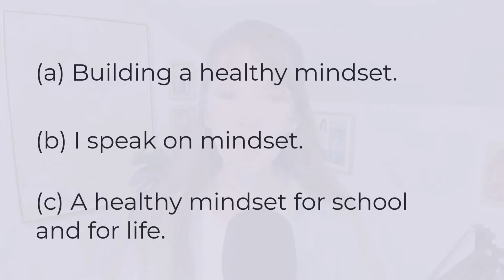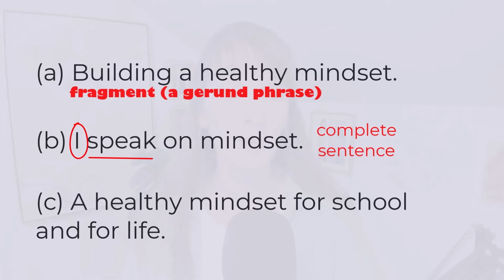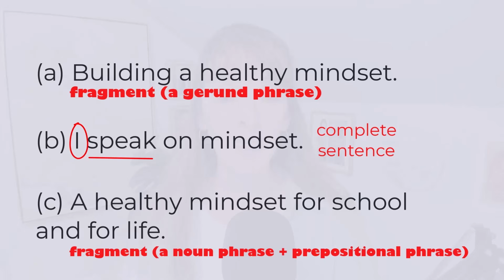Although it's the shortest, B is the only complete sentence because it has a subject and a verb. A is a gerund phrase. C is a noun phrase followed by a prepositional phrase. So are fragments always wrong? No. When are they okay? In informal writing, like in texting, and in conversation as a response to a question.